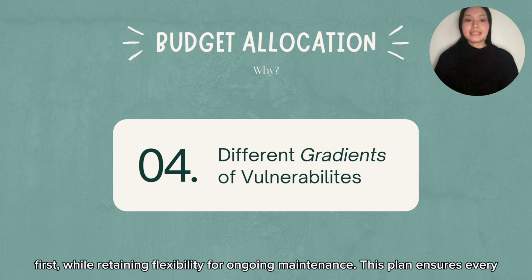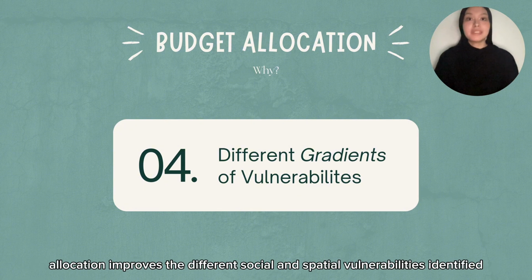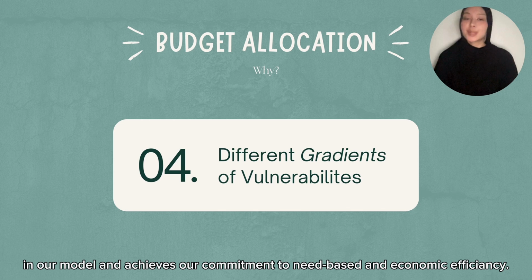We emphasize that this approach maximizes impact by targeting the most urgent gaps first while retaining flexibility for ongoing maintenance. This plan ensures every allocation improves the different social and spatial vulnerabilities identified in our model and achieves our commitment to need-based and economic efficiency.